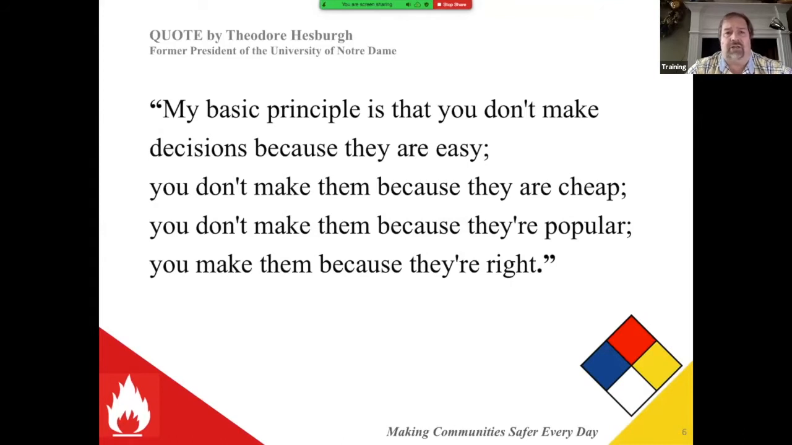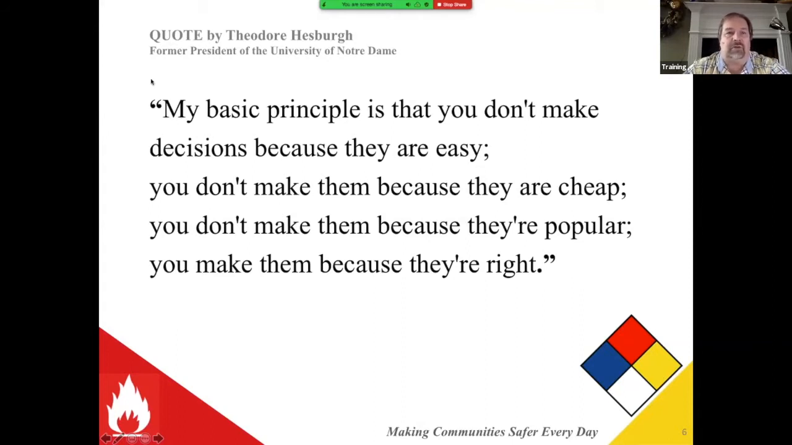We can allow equivalence, but it is up to the designer and the permit holder to propose an equivalent and then demonstrate that equivalency. We cannot merely just set the code provisions aside, just because it's uncomfortable or the easy way to get through the situation. So this leads into one of my favorite quotes.